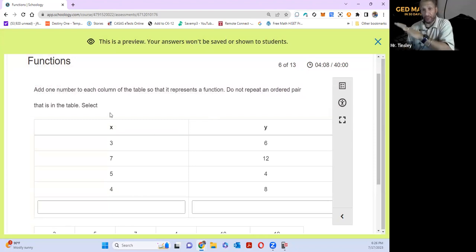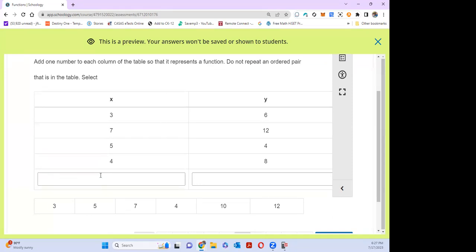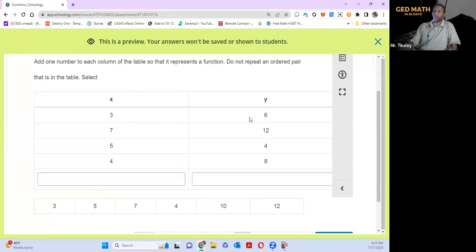This is another one of the most missed questions on the GED exam. Add one number to each column of the table so that it represents a function. Do not repeat an ordered pair that is in the table. So, your first point is 3, 6. The second point is 7, 12. Third point is 5, 4. The fourth point is 4, 8. What 2 numbers can I add for the last point?